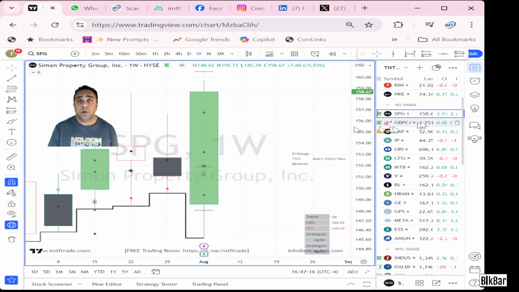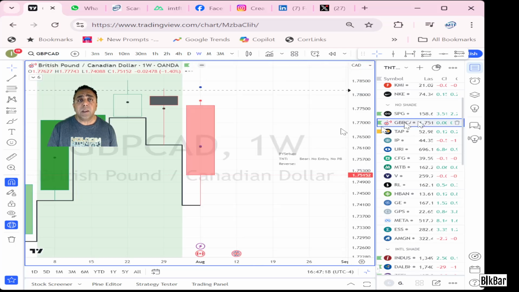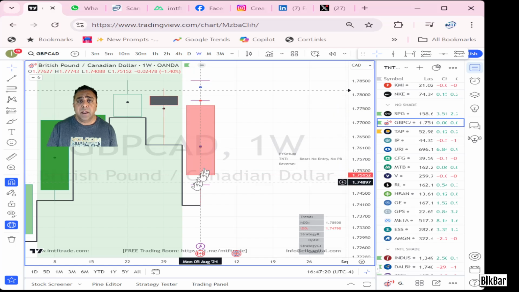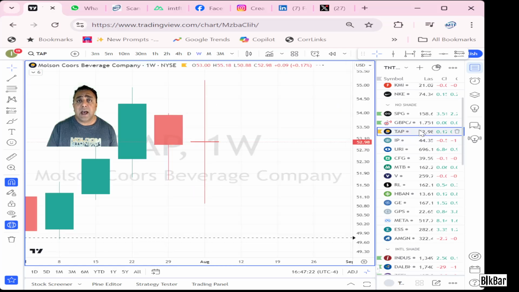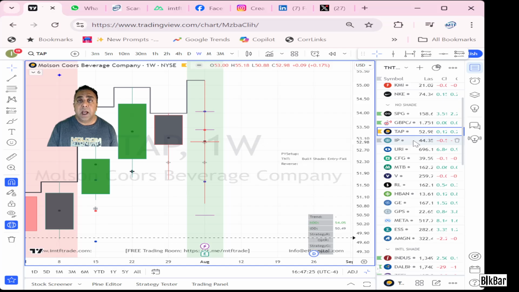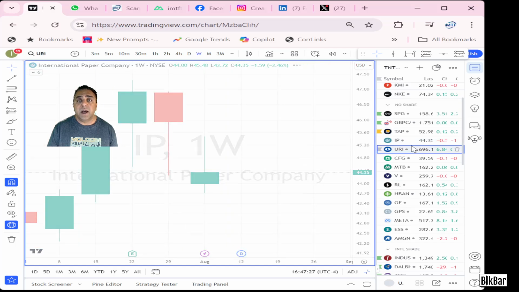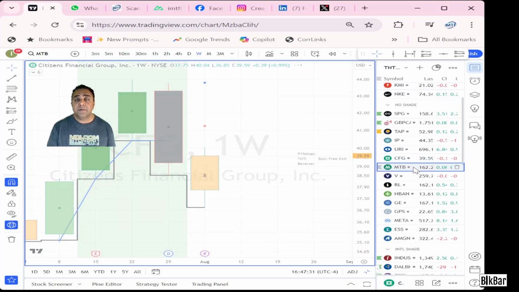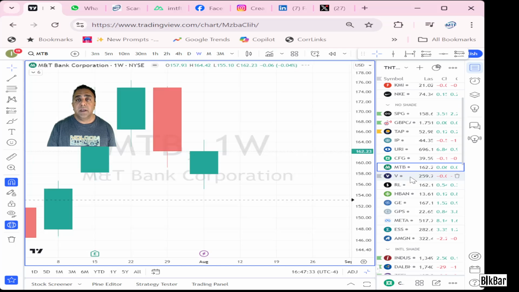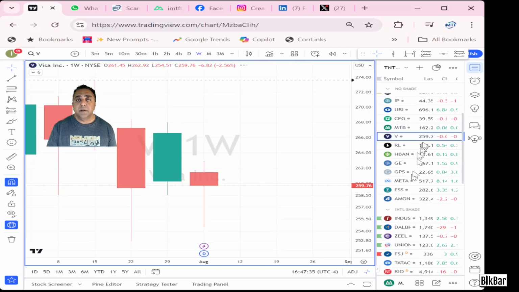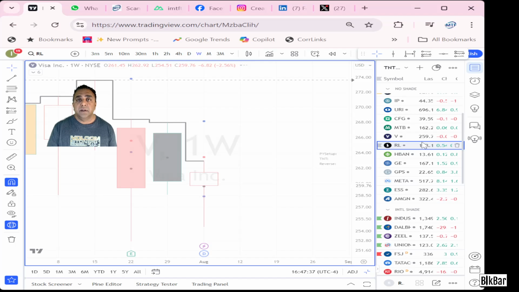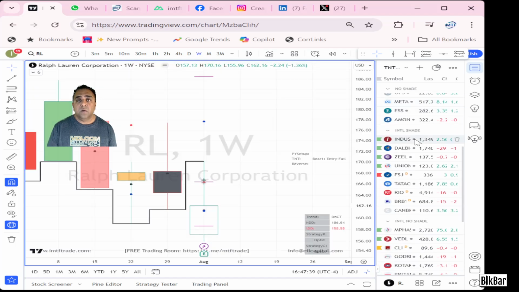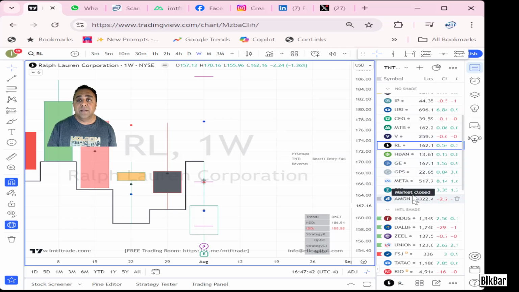So this is a bullish trade here that was profitable. This is a currency trade here that was profitable. This is tap, this is break even. IP, never entered. URI, never entered. CFG, never entered. MTB, no entry. Visa, no entry. RL, no entry, and so forth. Okay, so these are all trades that did not enter.